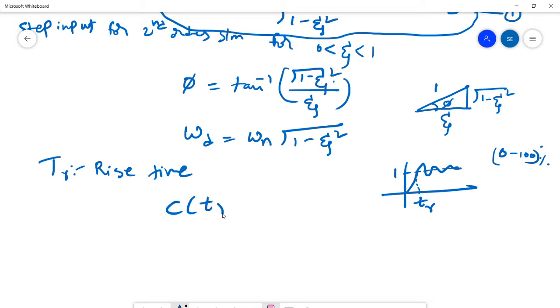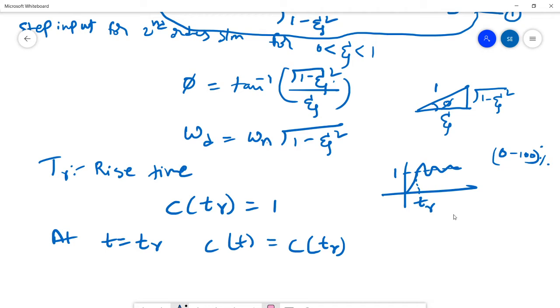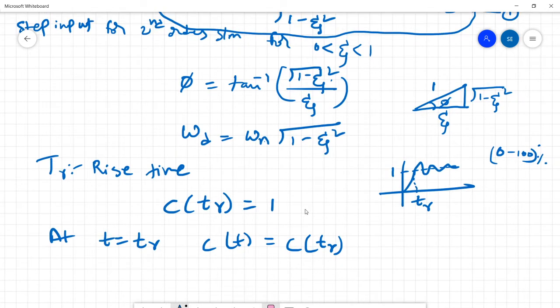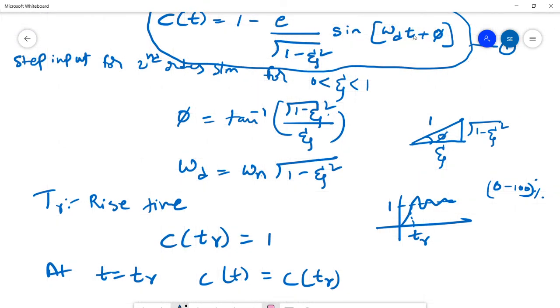C of TR. What is the value of C of TR? The value at time TR is 1. That is the final value. So at t is equal to TR, C of t is equal to C of TR, and we know C of TR is equal to 1. Now we should equate that expression to 1. Equation 1, we have to equate it to 1. We'll do it here.